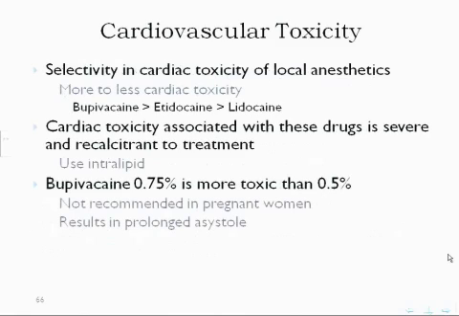Regarding selective cardiac toxicity of local anesthetics, the one that's the most toxic is bupivacaine, the least toxic is lidocaine. The cardiac toxicity associated with these drugs is severe and recalcitrant to treatment. What I've seen in the past is that you would just do CPR for 50 minutes up to an hour and a half, and the person will eventually come back. But you've got to get good CPR.